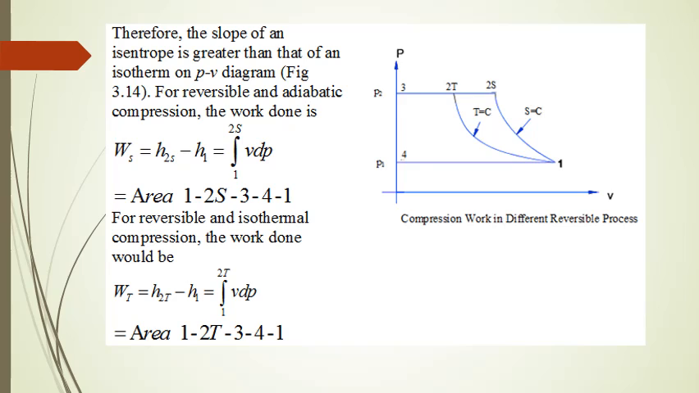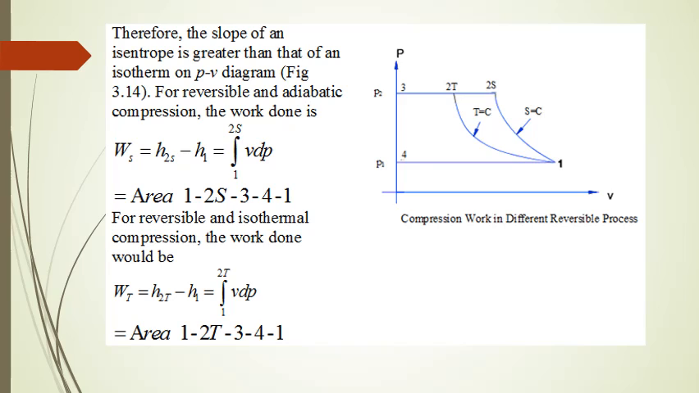Now here on the PV diagram we are showing you the compression work for a reversible adiabatic process and a reversible isothermal process. As we have discussed, the slope of the isentrope is greater than that of the isotherm on the PV diagram.